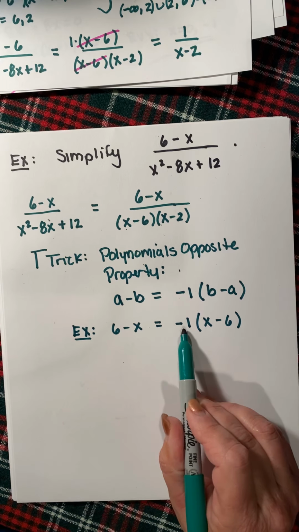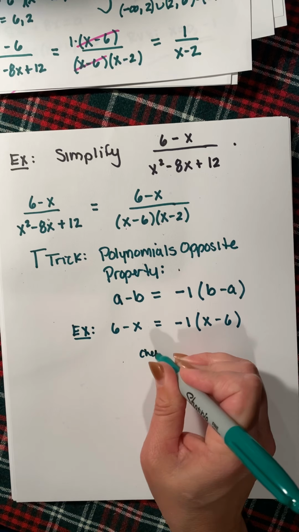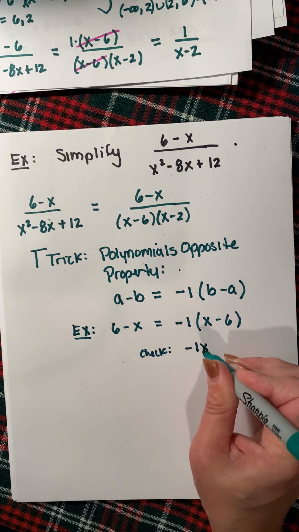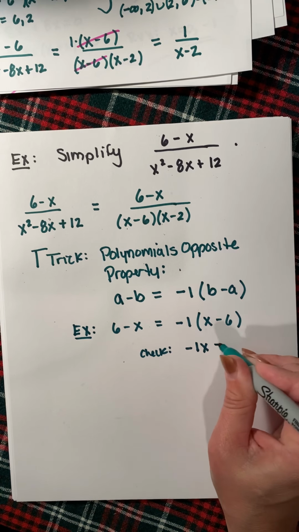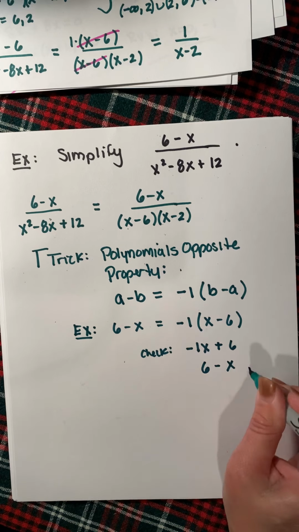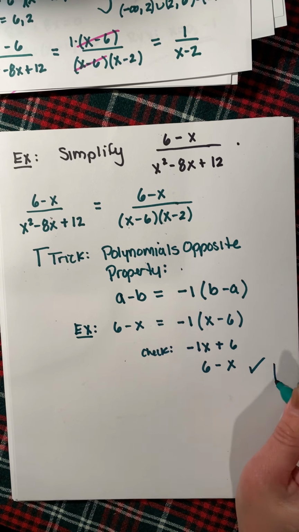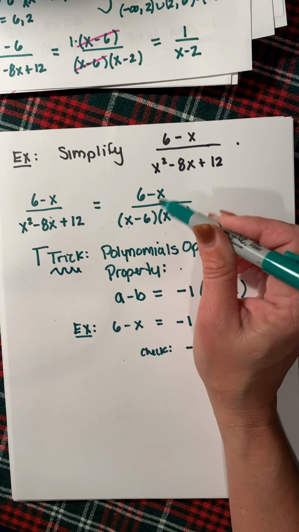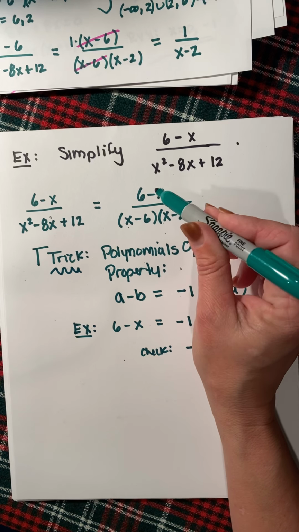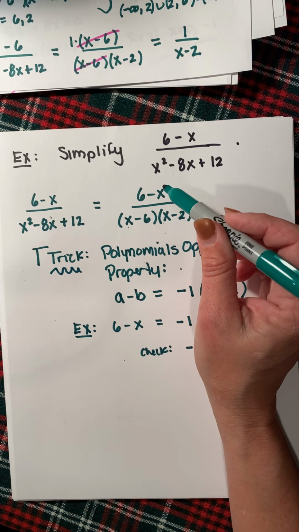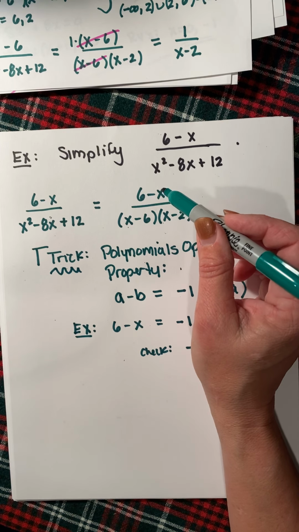Now just double check. Negative 1 times x is negative 1x, and negative 1 times negative 6 would be plus 6, which is equivalent to 6 minus x. So that is our trick. If this was addition, this wouldn't be a problem. X plus 6 is equal to 6 plus x. We can switch the order in which we add because addition commutes, but subtraction does not.